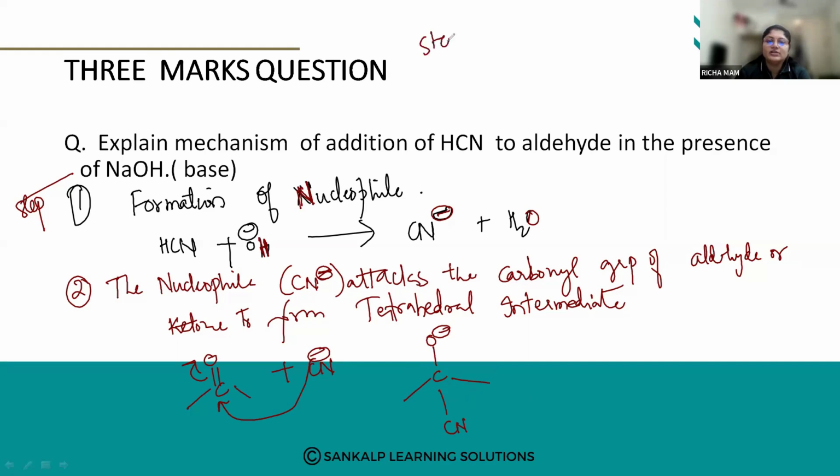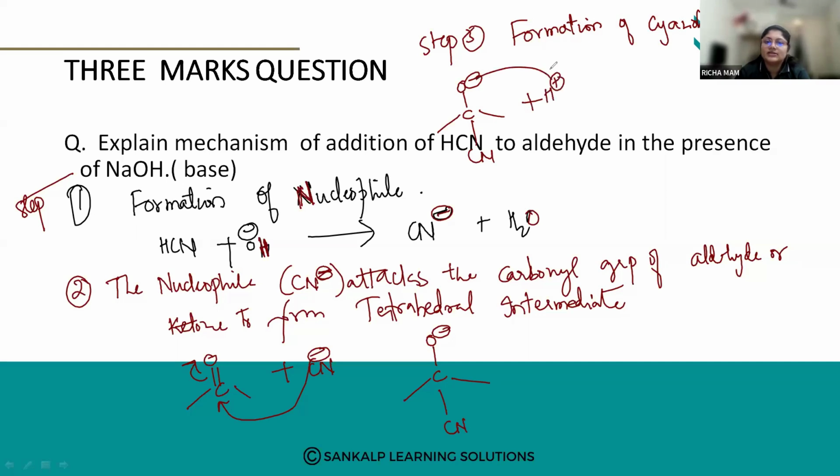Then step 3. Step 3 is what? Formation of cyanohydrin. So what is the next step? So O minus, then CN, then plus H plus. So what you are going to get? OH and CN. So this is the cyanohydrin.